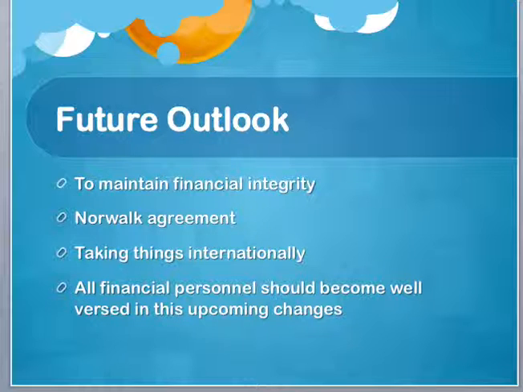So what is the future outlook? It comes down to maintaining financial integrity. They have a Norwalk agreement. They're obviously taking things international, so this is a global issue. And all financial personnel should become well versed in these upcoming changes. Maintaining integrity of the financial market is of utmost importance. How will this benefit other enterprises and customers nationwide? Well, with these changes coming down the pipeline, what this does is hold the future for companies.